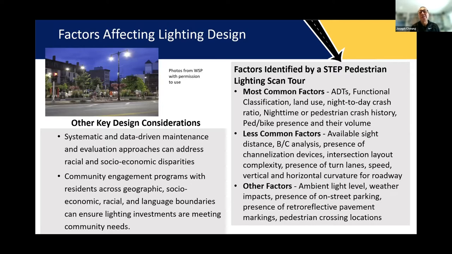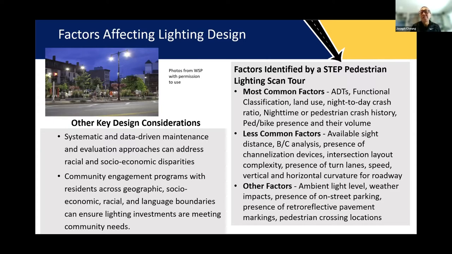By interacting with them, you can gain a lot of insight as to how to design the system. And then on the other factor, on the right side here, we conducted under the STEP program, which is Safe Transportation for Every Pedestrian, which you guys are very familiar with, a little lighting scan tool. Those are basically factors we obtained through a survey with state DOTs on the most common factors they use in design, which include average daily traffic, roadway classification, type of land use, and also crash data and pedestrian and bike presence. And then the other thing that could affect the design is, is there a sight distance issue?